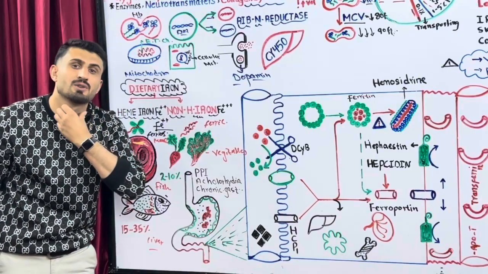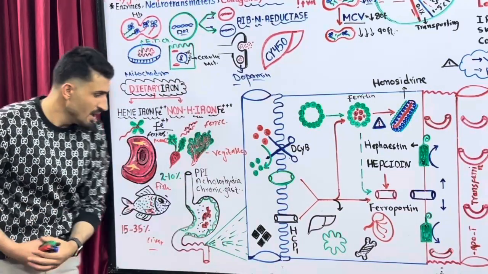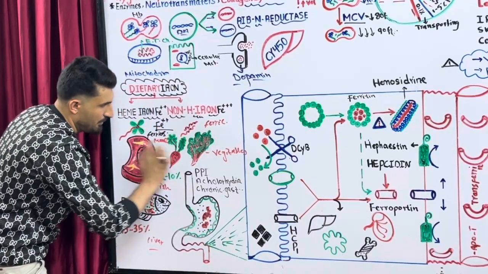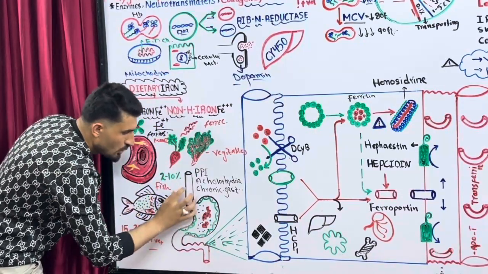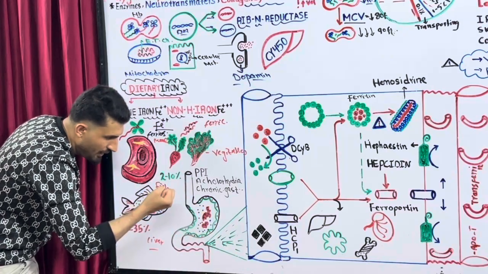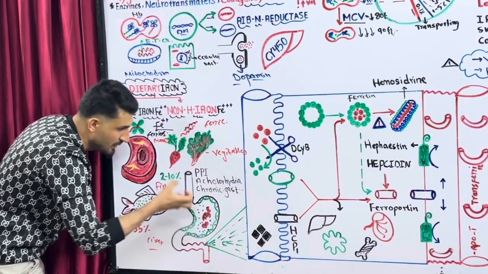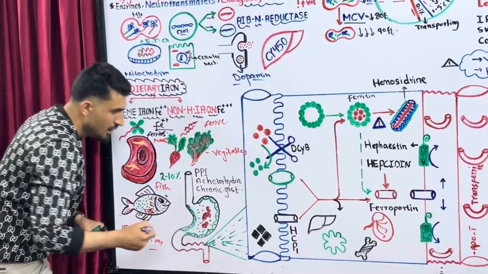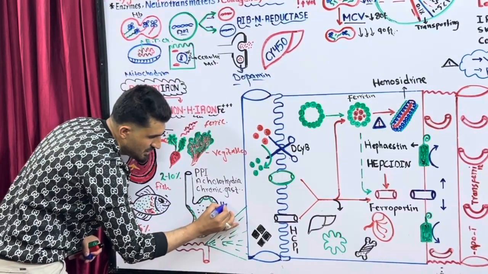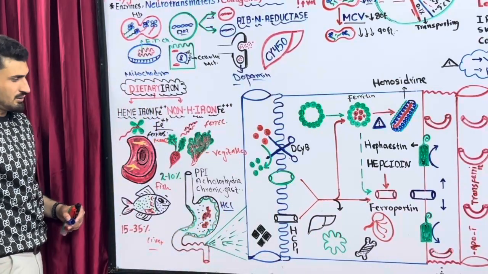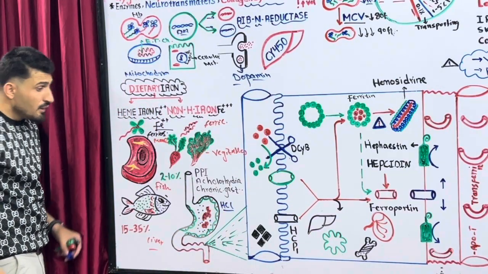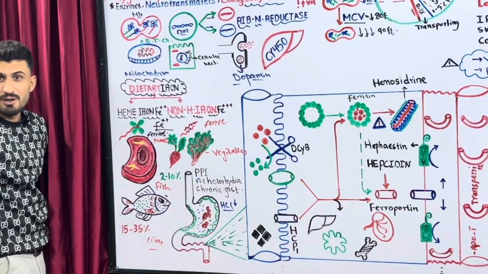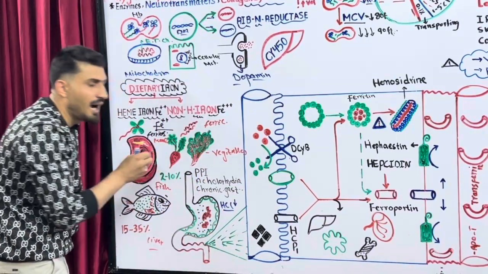Now, point number one. Listen to me carefully. When you want to absorb or extract iron from the food, you need HCl here in the stomach, hydrochloric acid. If you don't have HCl in your stomach, you cannot absorb iron properly.